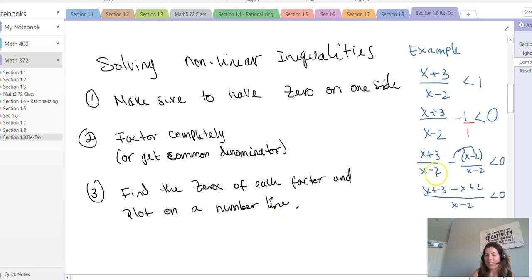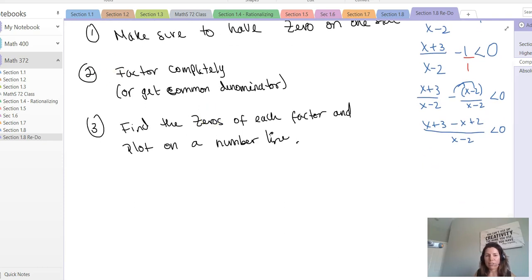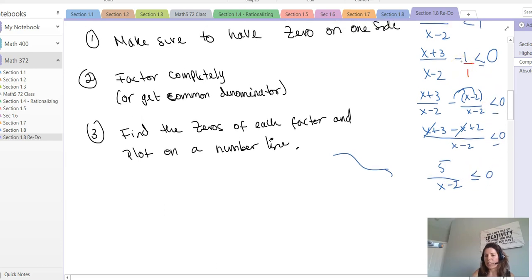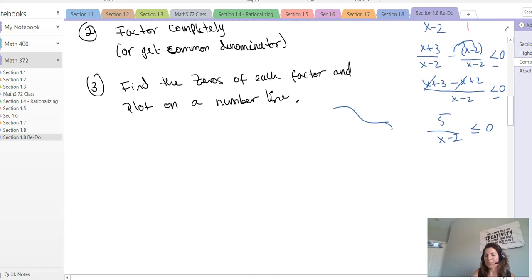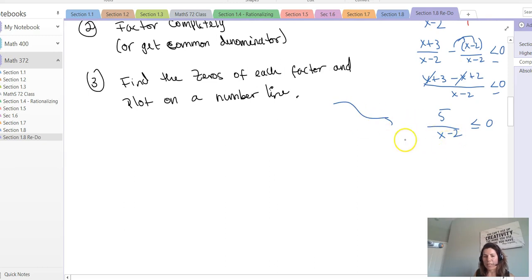So here, once you combine like terms for this example, the x's cancel. So you have 5 over x minus 2. Oh, and sorry, it was less than or equal to 0. That was the original problem. So in this case, we will find the 0. So we will say x minus 2 is 0 when x is 2. Again, this is in the denominator though, so you won't include it. So anything from a denominator is always an open circle.